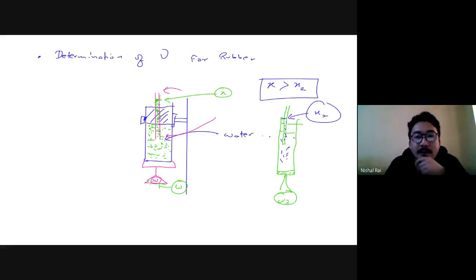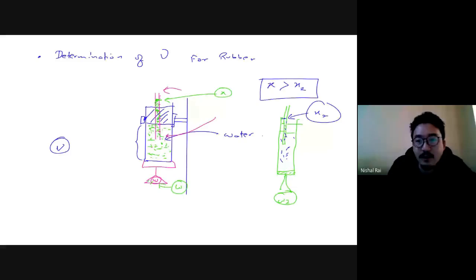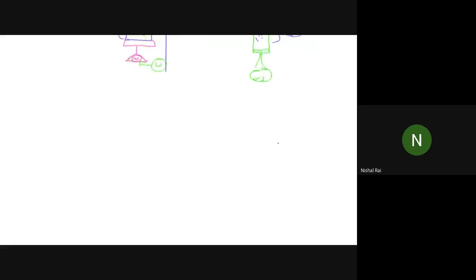From that, you will be able to determine the Poisson's ratio, because there is basically the change in volume. Initially, the volume was of this, and after that, the volume has changed to this. Let's say the volume was V1. Now it has reached V2.